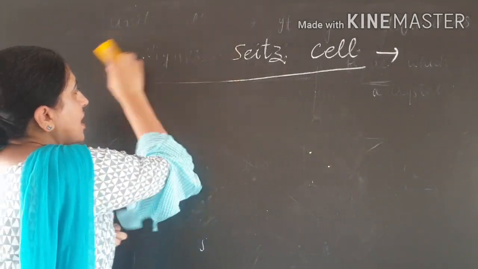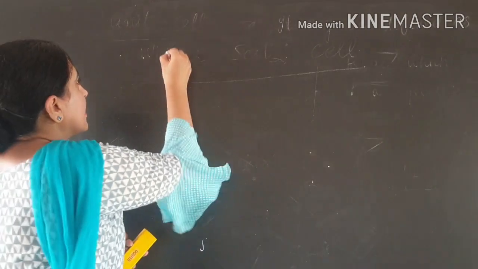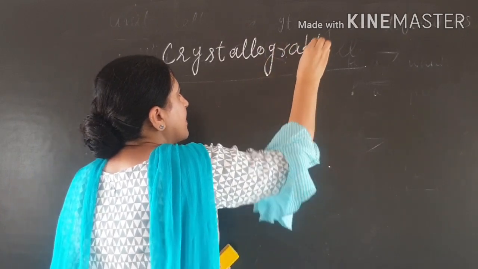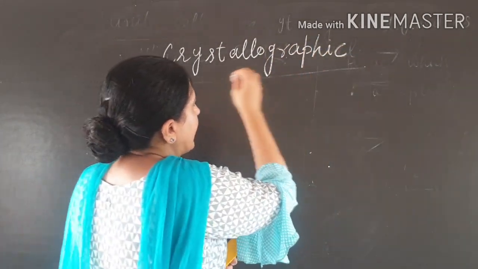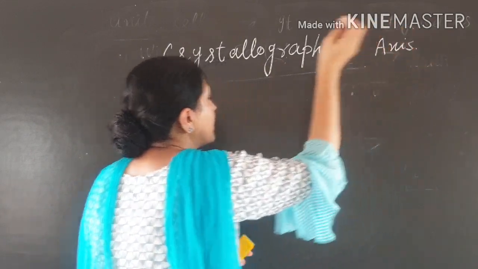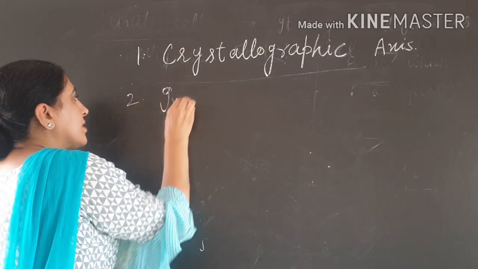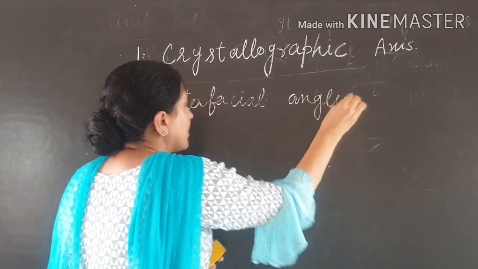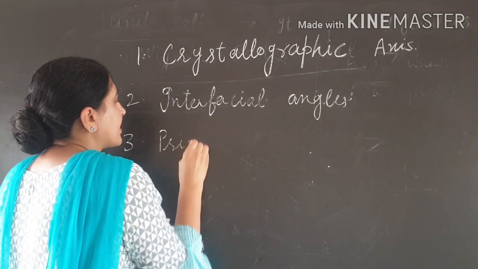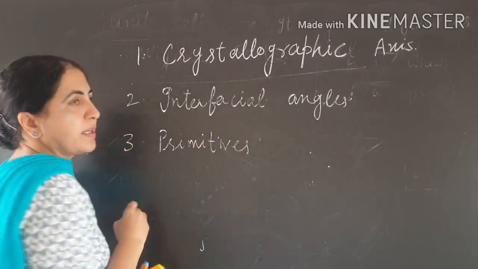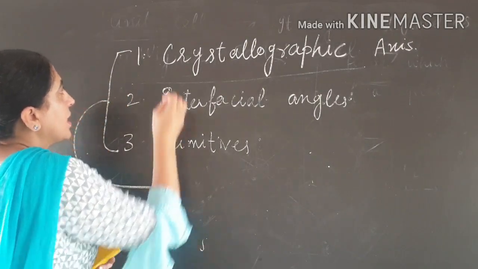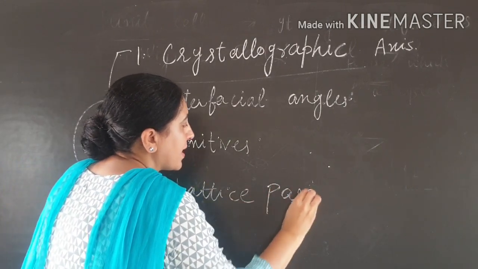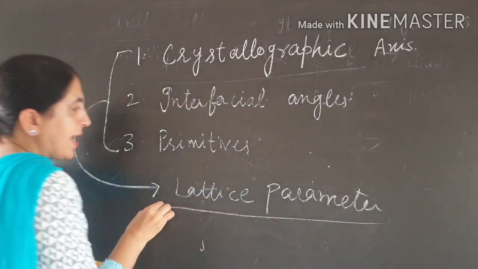Then is our last topic, that is about the crystallographic axis. We have studied crystallography in the previous lecture. Crystallographic axis, then is interfacial angles, then third is primitives, or we can say lattice constants, primitives. Clearly, and all three of these are called lattice parameters. These are called lattice parameters.